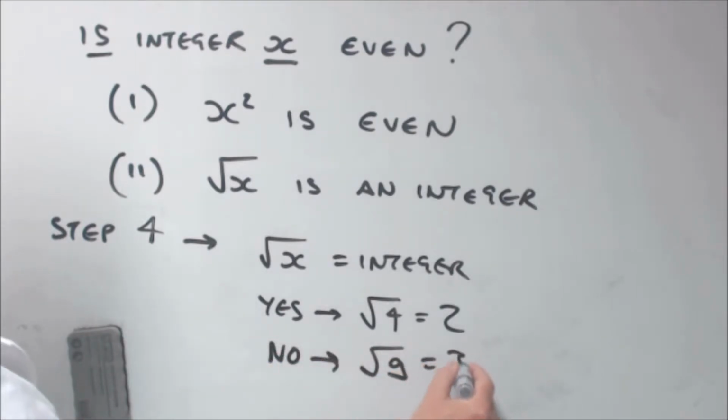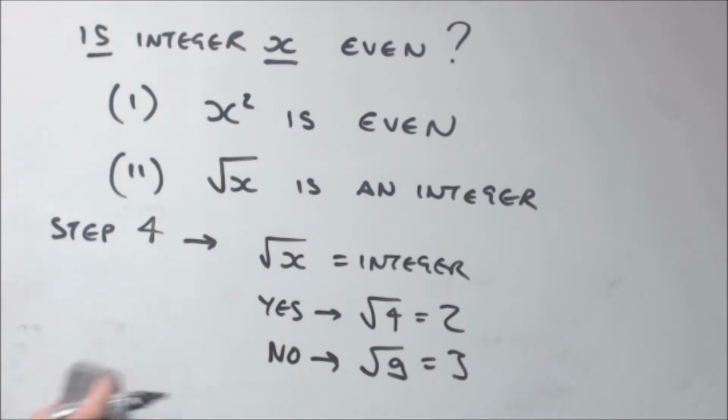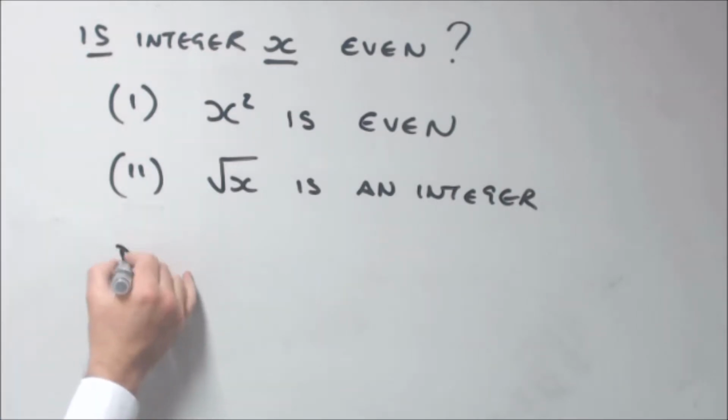But let's go for a no. Let's say x is 9. The square root of 9 is 3. 3 is an integer. We follow the limit set up by statement 2. But we've got a yes and a no. We've got an option where x is even and an option where x is odd. That means statement 2 by itself is not sufficient. Therefore, only statement 1 by itself is sufficient.